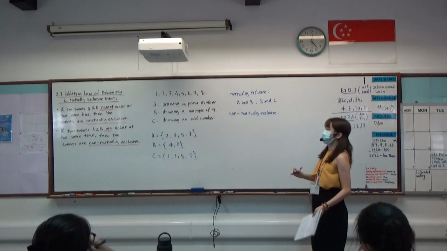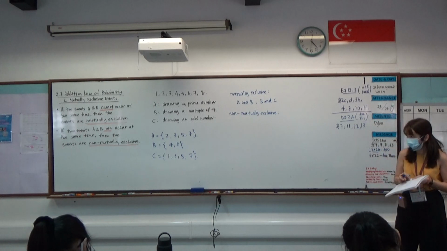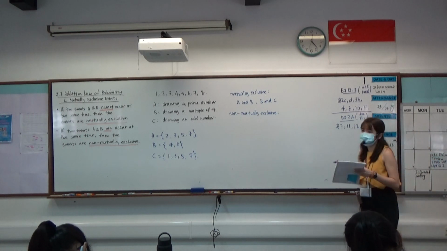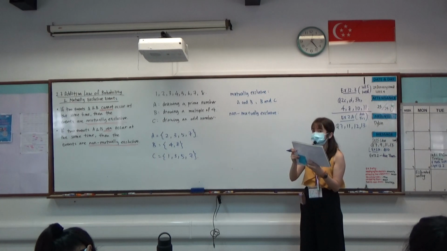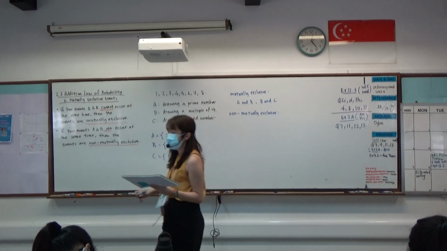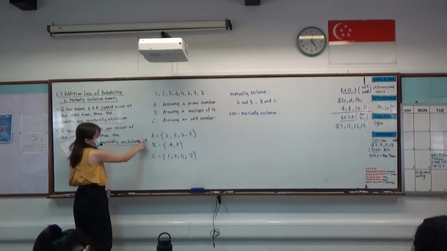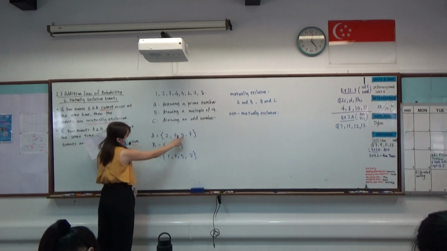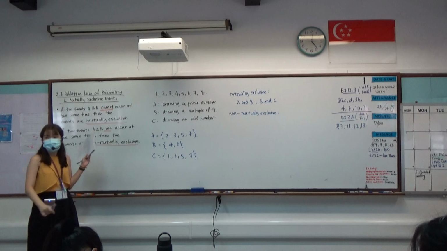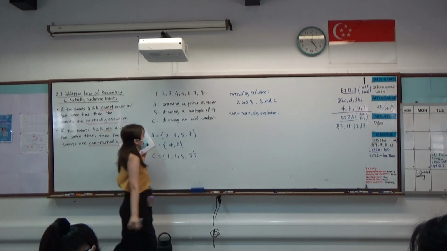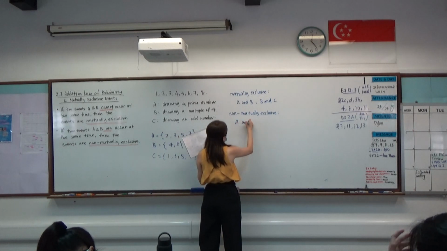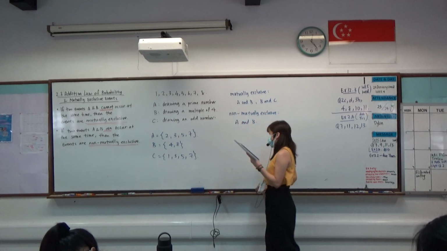Then for non-mutually exclusive, it means that there is an overlap. Okay, and what would those two events be? Axel, what do you think? A and C. Okay, so we see that A and C, there is an overlap of 5 and 7. Anything else? No, right? Okay, so A and C are what we call non-mutually exclusive events.